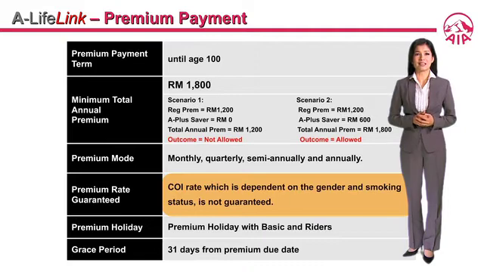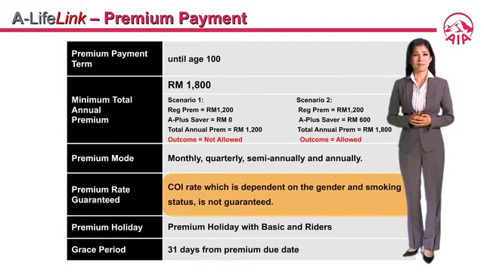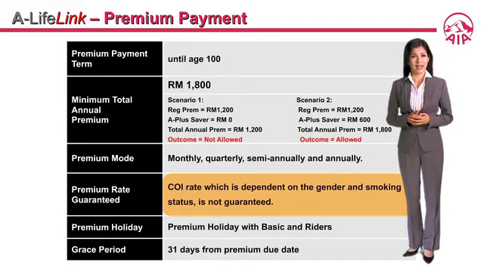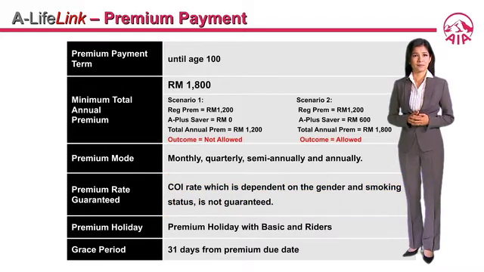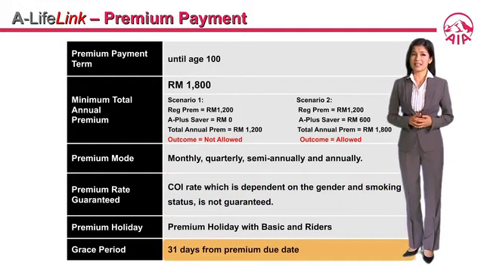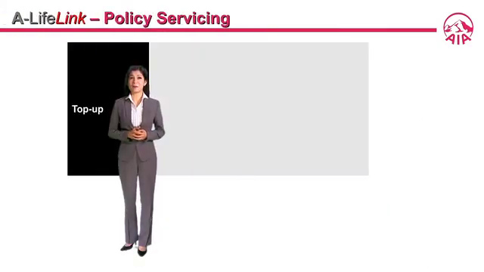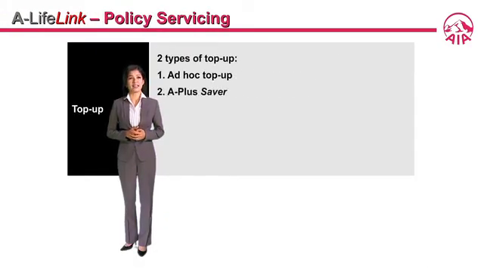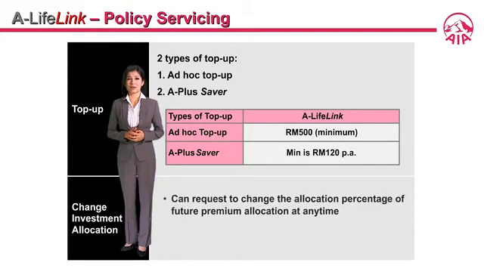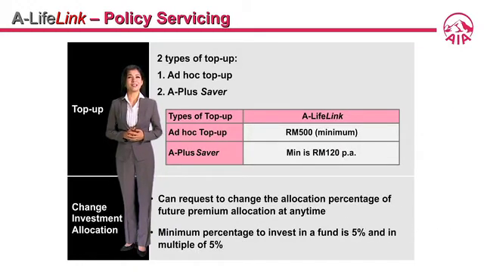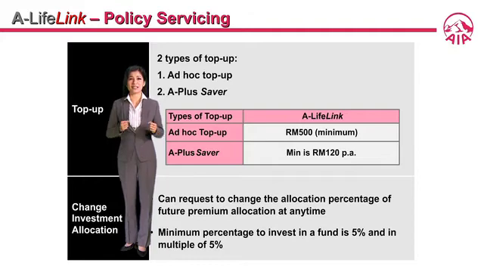Cost of insurance rate is not guaranteed and depends on gender and smoking status. Policy owner will have 31 days of grace period from the premium due date. Minimum ad hoc top-up is 500 ringgit and A+ Saver is 120 ringgit per annum. Policy owner may request to change the allocation percentage for future premium allocation at any time. Minimum percentage to invest in a fund is 5% and must be in multiples of 5%.